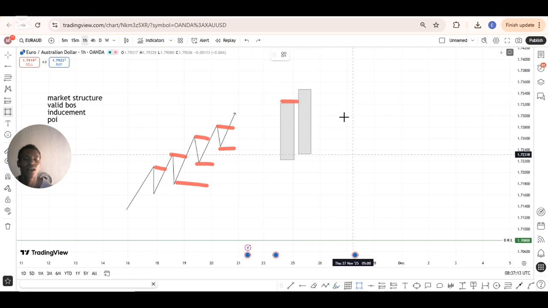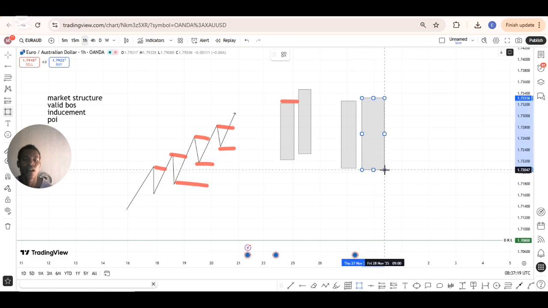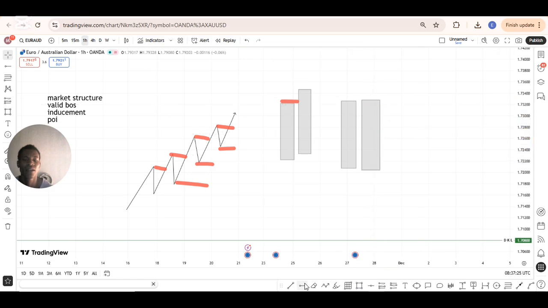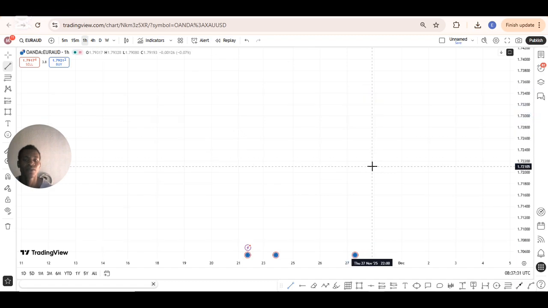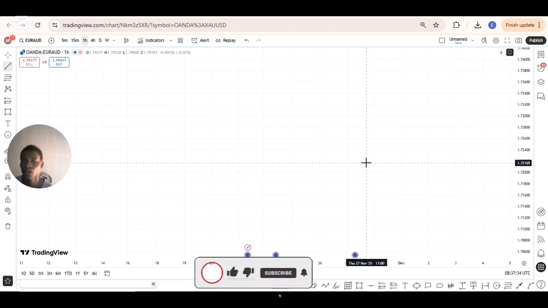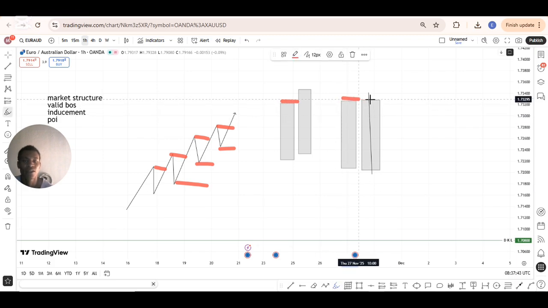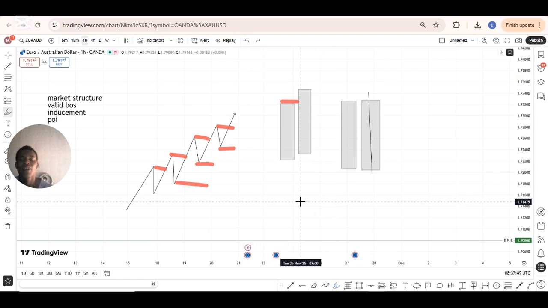Now in a scenario where we have something like this, and we have another candle like this, and we have a wick under it, this is not a breakout structure. A breakout structure is only valid when the next candle takes out the high of the previous candle in an uptrend.